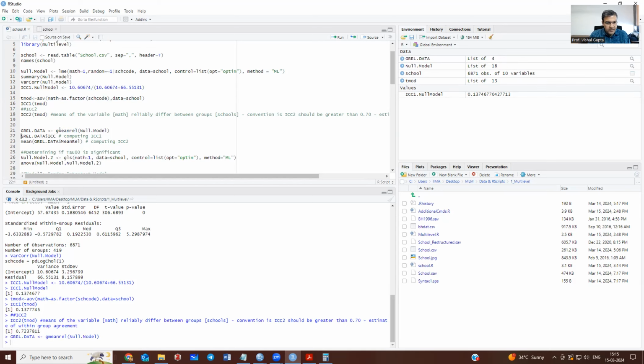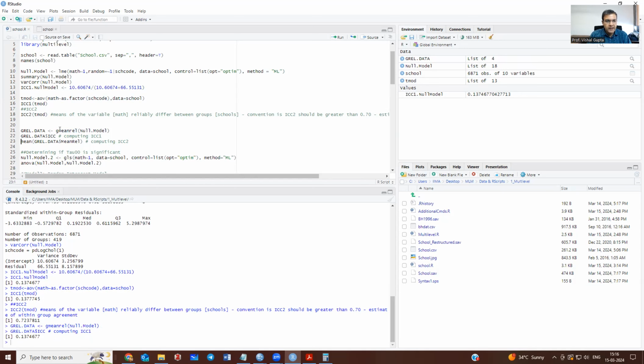So you just run this command and you get grel.dat, and then you say grel.dat$ICC, so you get ICC1. Okay, and it is exactly the same as we had got, 0.1374677. And you see, using the gmain rel also you get 0.1374677. And then you do, this is the command to compute ICC2.